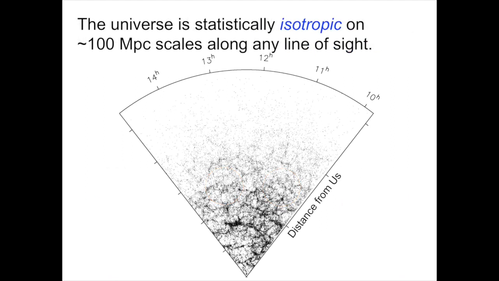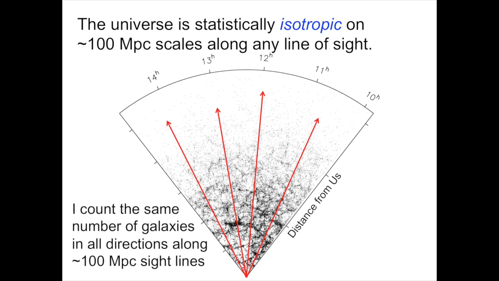Similarly for isotropy. The universe is statistically isotropic on 100 megaparsec scales along any line of sight. The sun is down at the vertex of this cone looking out into the universe. If I chose various different sight lines, provided that I count, for example, the number of galaxies out to distances of 100 megaparsecs or more, then on average I will see the same number of galaxies along this line of sight as along the next line of sight, and along the next line of sight.